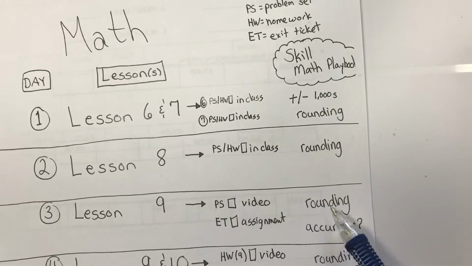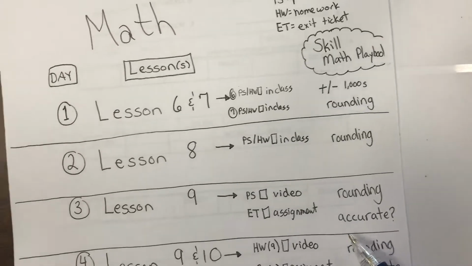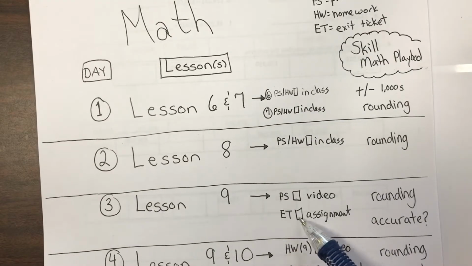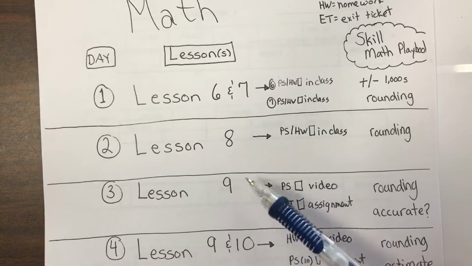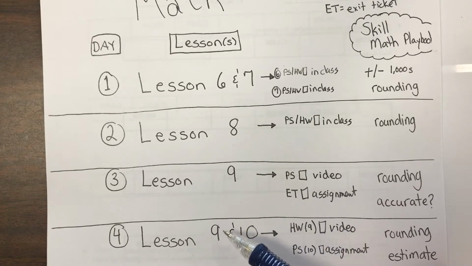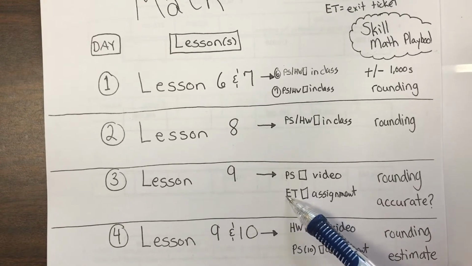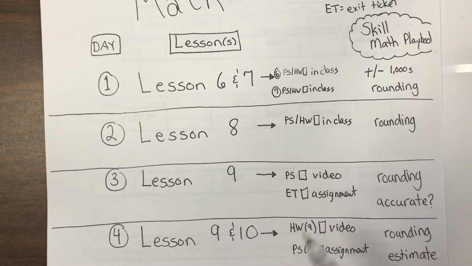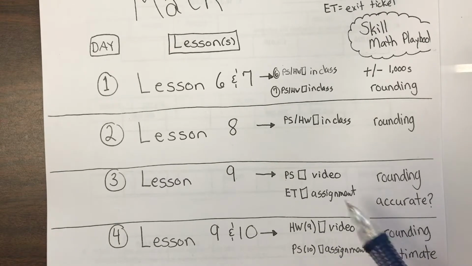You're going to use your notes that we took in class on rounding, and your exit ticket will be the assignment today, and that will be just 1 page. Now look at lesson 9, boys and girls. It goes on to 2 days. I don't want you to do a lot of lesson 9 tonight. I only want you to do the 1-page exit ticket. You'll see at the end of the video what page number you're to do.